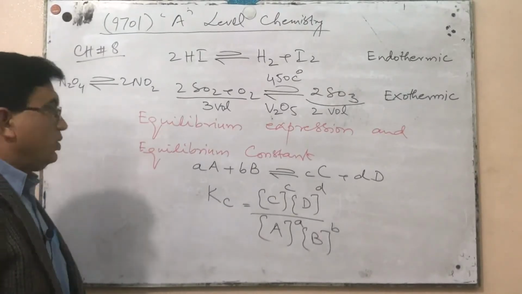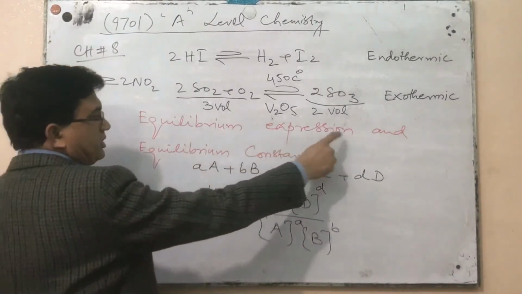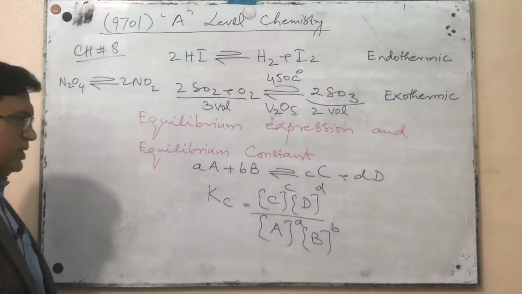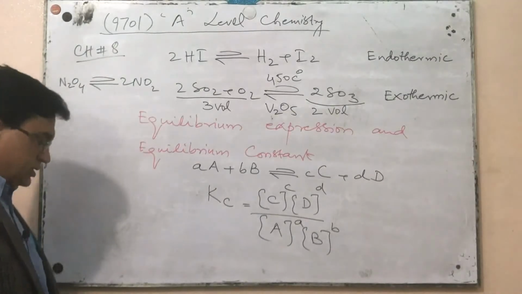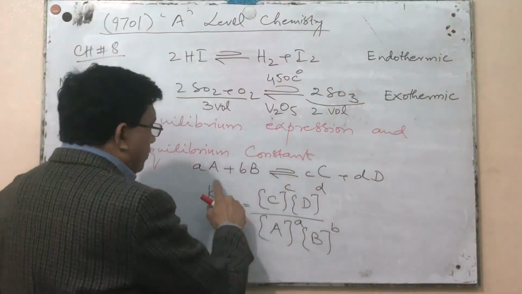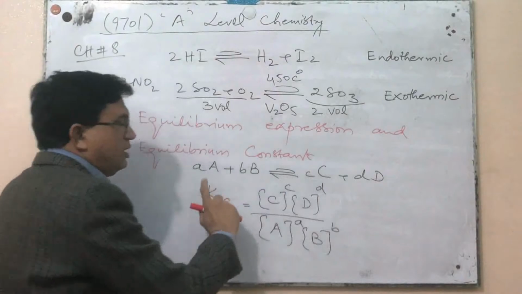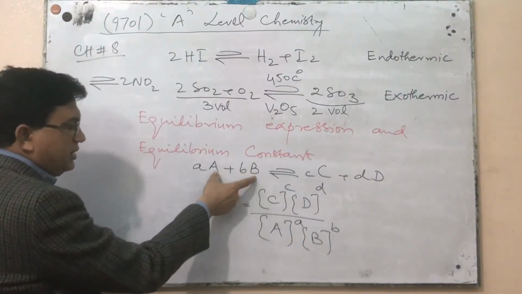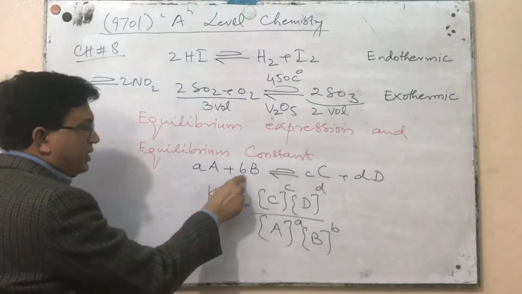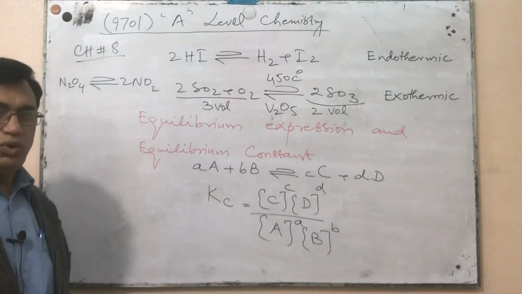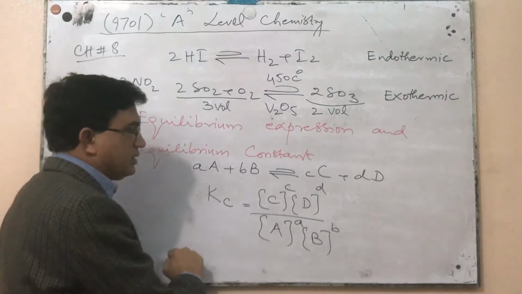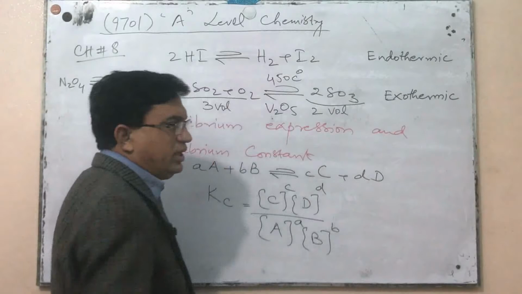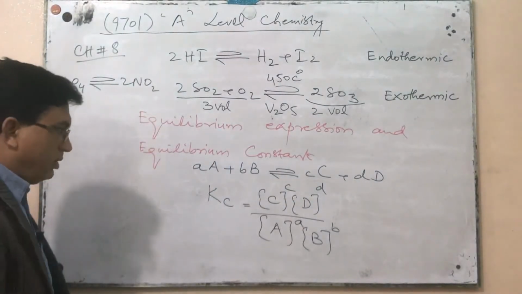Now, next is equilibrium expression and equilibrium constants. Consider this is a general reaction. These are A and B reactants, and these small letters a and b represent the number of moles of these reactants. C and D are the products, and the small letters c and d represent their number of moles.